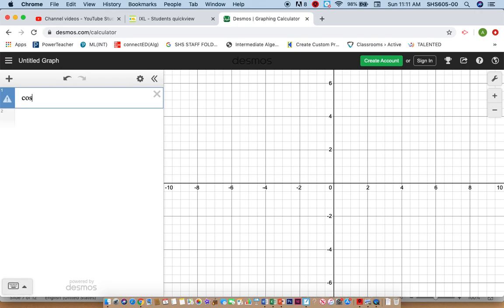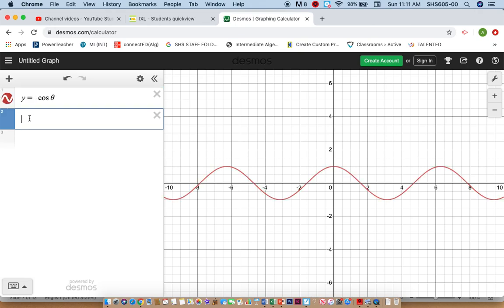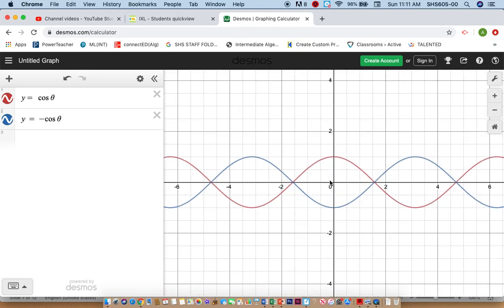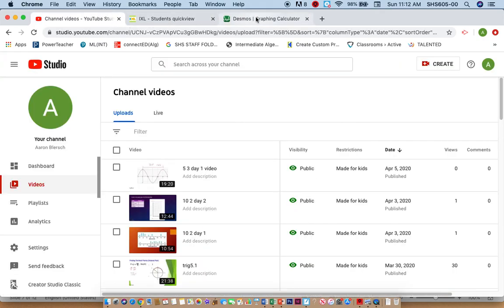So let's do cosine of theta. Can't forget the y. And then y equals, let's do negative cosine of theta. So if you look, red is our original function, and right here is one of our crests. And if you look at our second function, where it was a crest, now it's a trough. And that's going to be true for every crest slash trough. They basically switch. So where it was a high point, it's now a low point. So that's pretty easy when the negative's out front.